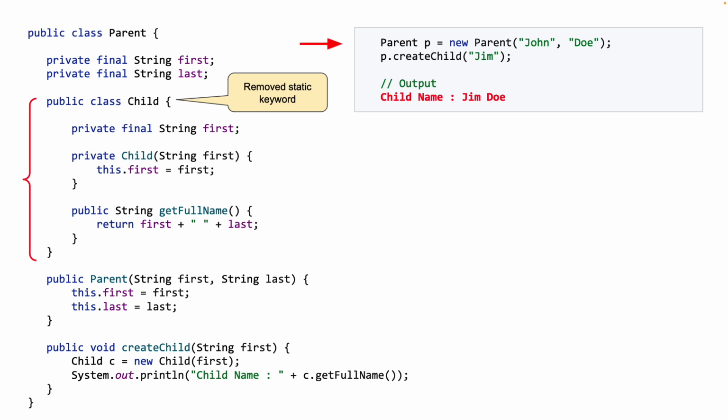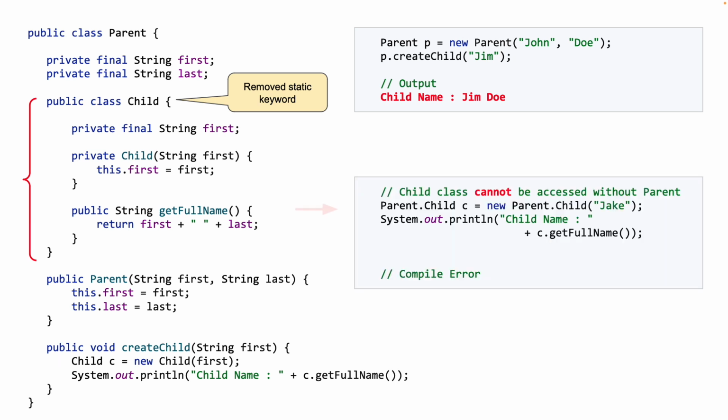With this change, let's run our famous examples. The child name that will be printed is Jim Doe, as you can see on the screen. Now, if we try to do this, trying to instantiate a parent.child from another class or from a static method, it will give a compiler error.